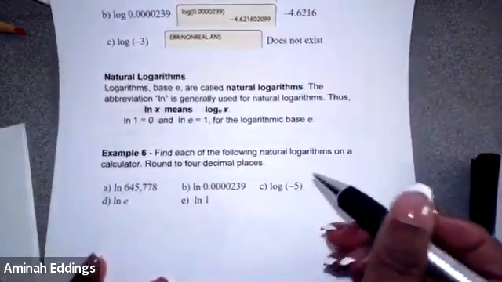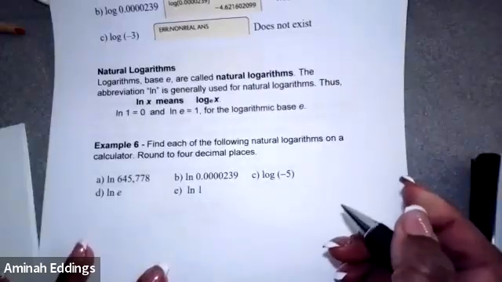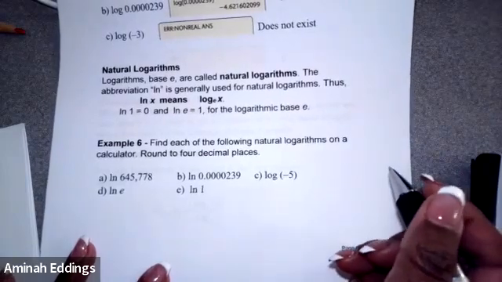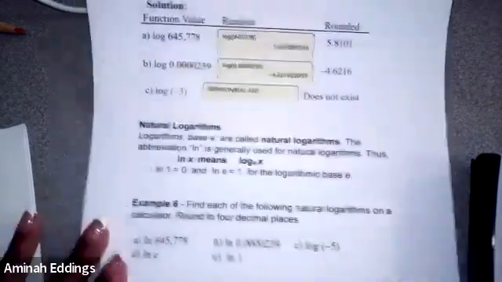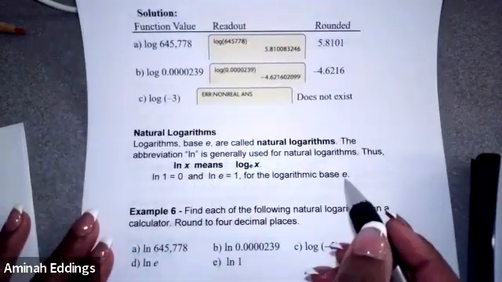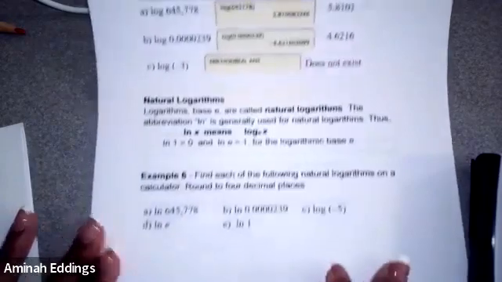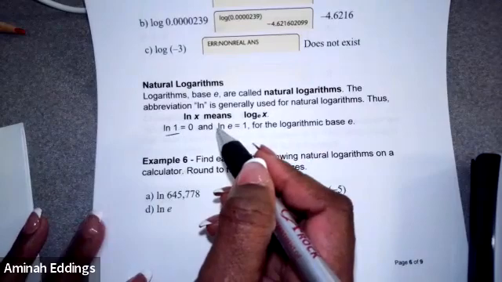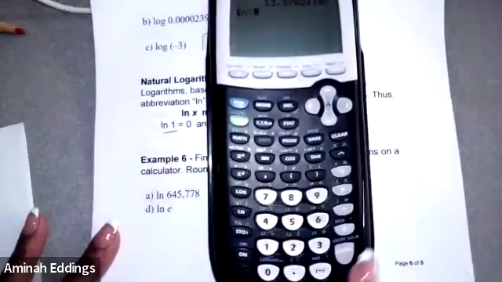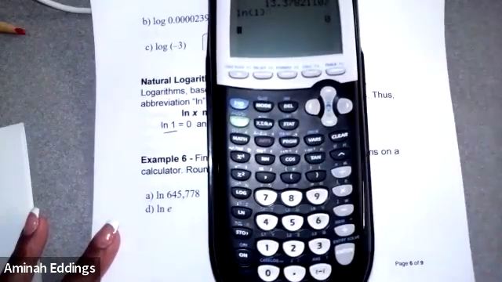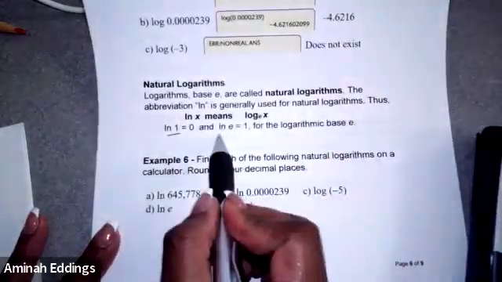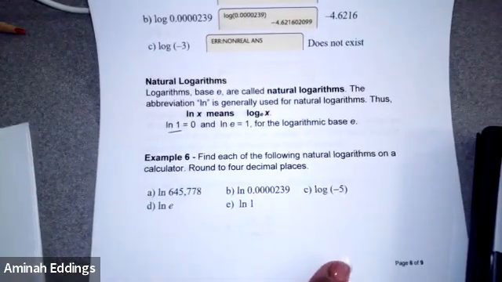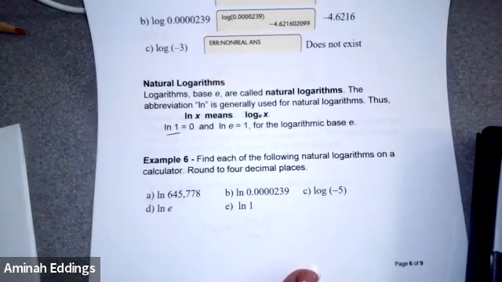Just as with logs, you cannot take the natural log of a negative number. It's not in your domain. So again, it would not exist. And then I just talked about these two properties. Just want to bring them up again. The natural log of 1 is always 0. Even if you put it in your calculator, ln 1 gives me 0. And then the natural log of e is 1. Questions? Everybody okay typing it in?